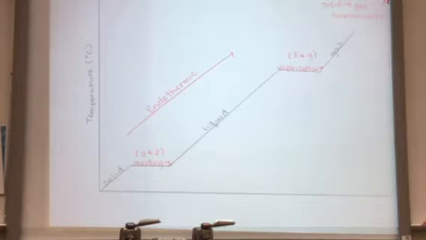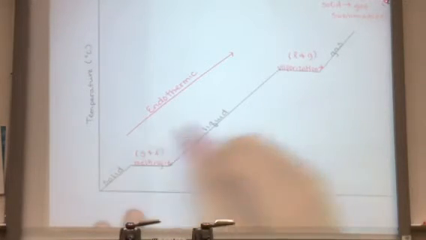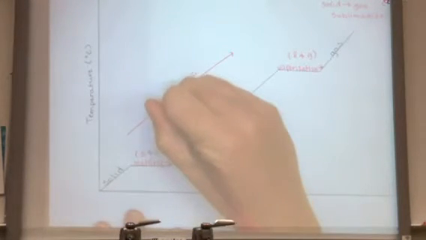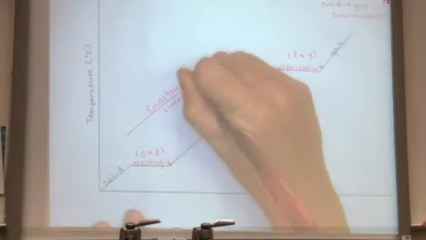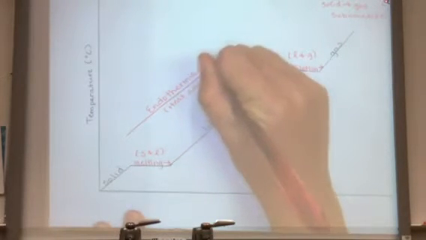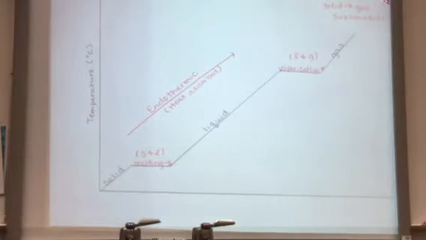Now the prefix endo, just like it sounds, is into. Thermic means heat. So in these processes, you have heat going into your particles. Heat is being absorbed.